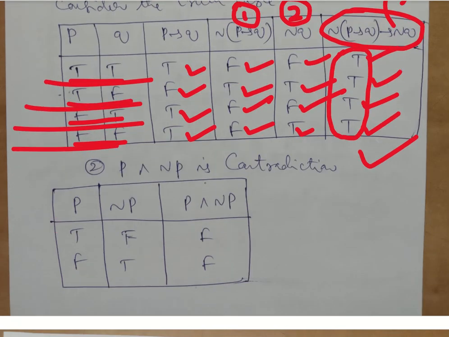Take another example, of a contradiction. So P and negation P. We know that negation P itself is a compound statement. Now further we have combined using conjunction, so it is a compound statement. Let us see if P and negation P is a contradiction. So P means only one, T and F.